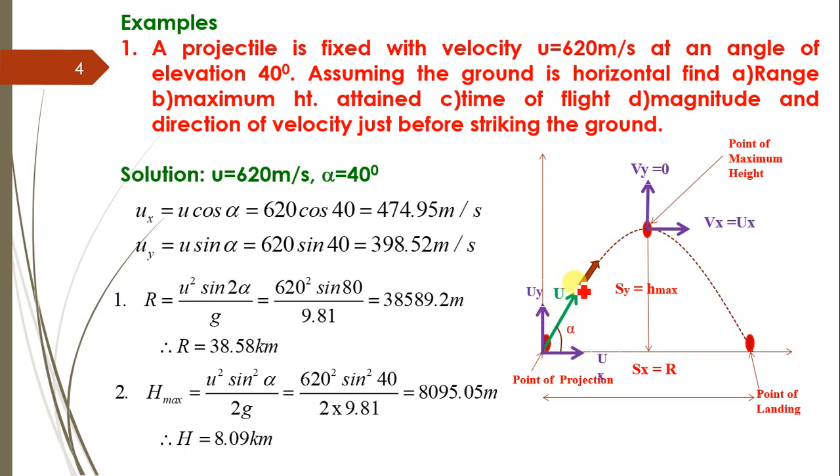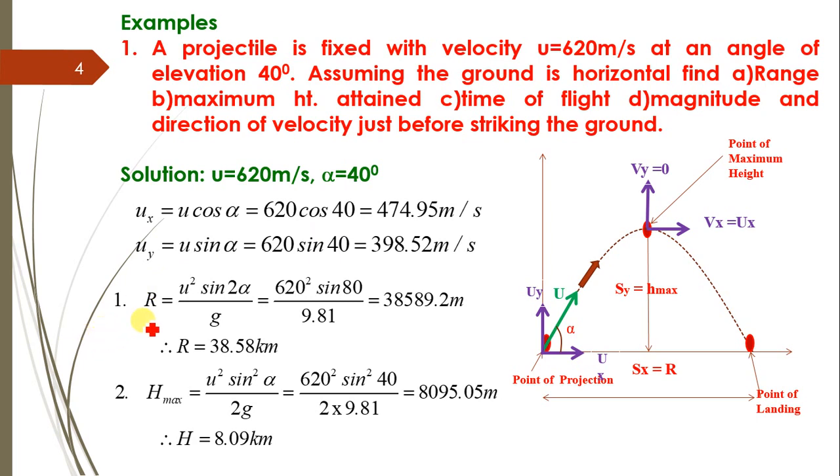The initial velocity u gets resolved into two components ux and uy, so ux equals u cos alpha and uy equals u sin alpha. As both the point of projection and point of landing are at the same level, we can use the standard formulas to determine the time of flight, range, and maximum height attained. So the first parameter is range.